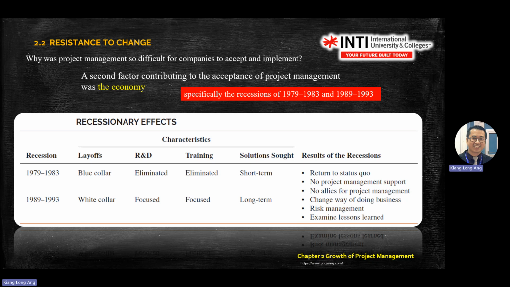The result of the recession was a return to the status quo, with no project management support. In the second recession, the layoffs were on white collar, more on the management, and they focused on R&D and the professionals. White collar here means office staff and admin staff, and they gave more focus to professionals, scientists, engineers, and R&D. They gave training, and they sought solutions for the long term.